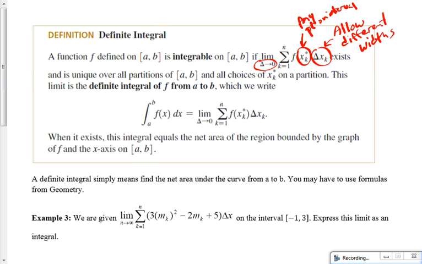I think it's just as easy to do it as a right Riemann sum than to think about it as, well, you could have used any point on the interval. Okay, we talked about that a little bit already. When it exists, this integral equals the net area of the region bounded by the graph and the x-axis. Okay?